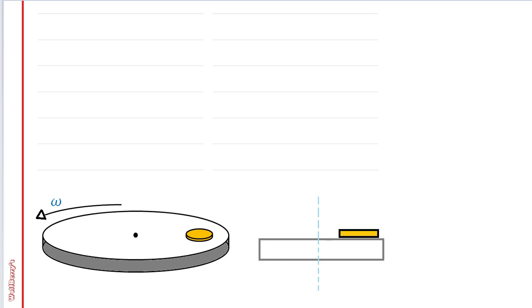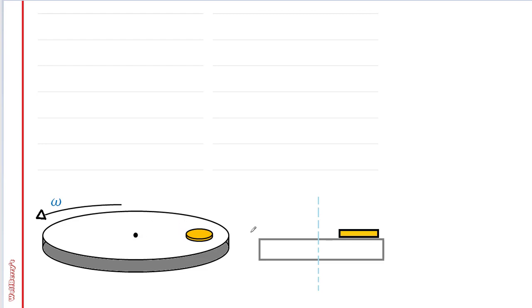Hi, in this problem we have a turntable which is rotating at a constant speed, and on top of that turntable we have a coin. Now as this disc rotates, it says in the question that the coin does not slip, so it stays on the disc rotating. So that's one clue you have as to how we can model the system.